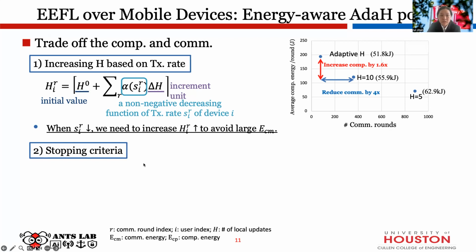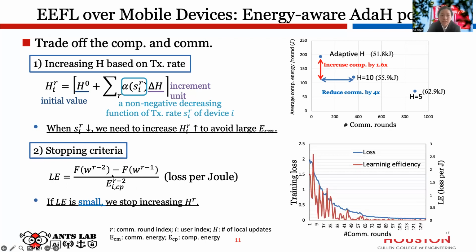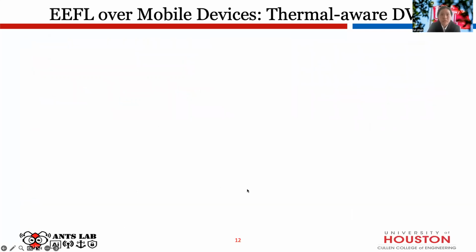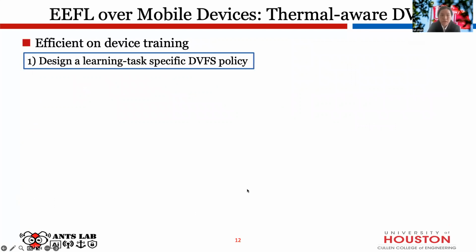And then we further design a stopping criterion to avoid unnecessarily increasing edge values. Specifically, we design a learning efficiency metric to capture the contribution of increasing edge and also the energy consumption of a large edge. We find that in the later stage, increasing edge only brings a small contribution to model convergence. So when the metric is small, we stop increasing this value to avoid large computing overhead.